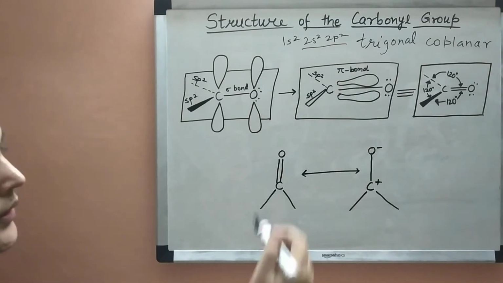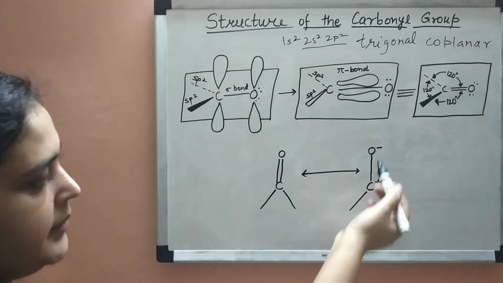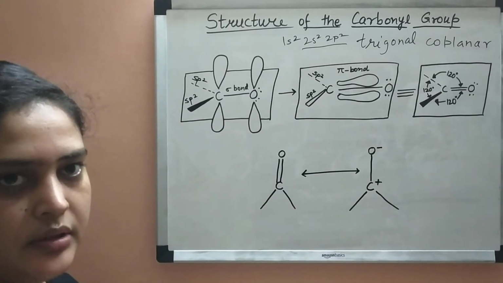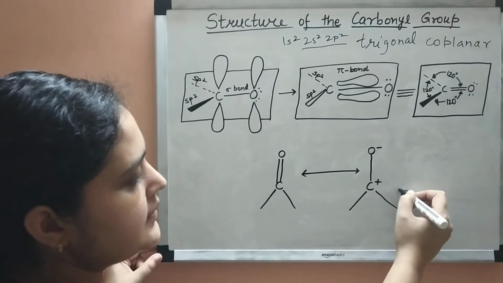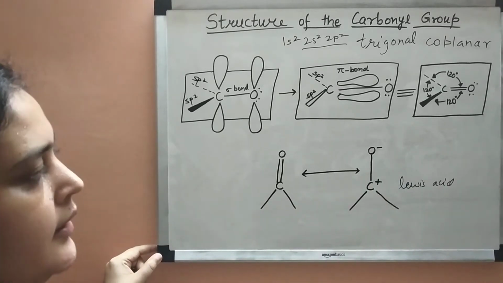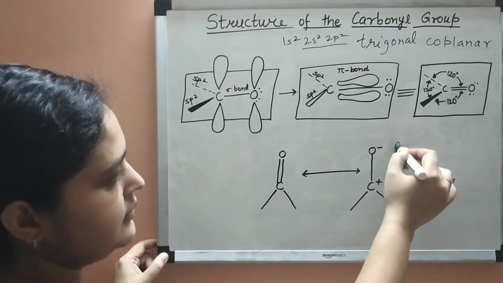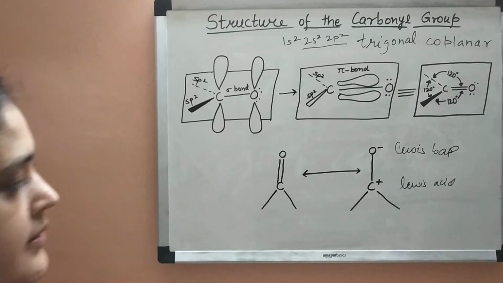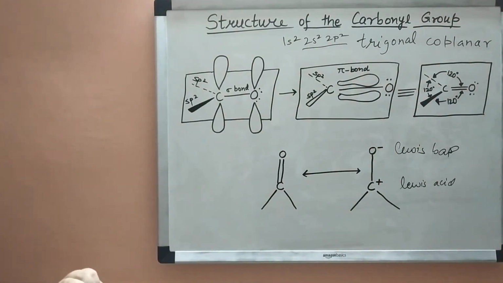Now one thing more, that this is the neutral structure of carbonyl. This is the bipolar structure. Here we are showing that carbon is electropositive or electrophilic. Also it acts as Lewis acid, this center, the electrophilic center, and the oxygen is electronegative or nucleophilic, so it acts as Lewis base. This center acts as Lewis base. So this was everything about the structure of carbonyl group.